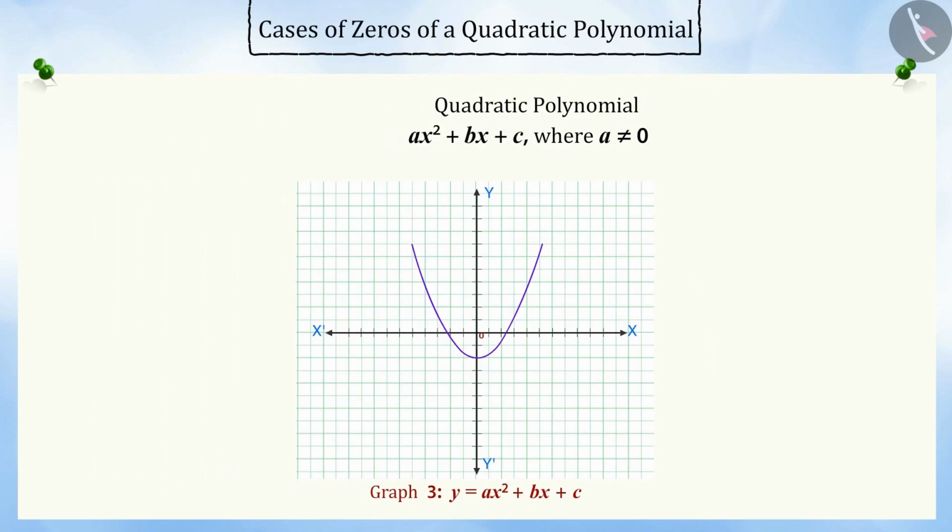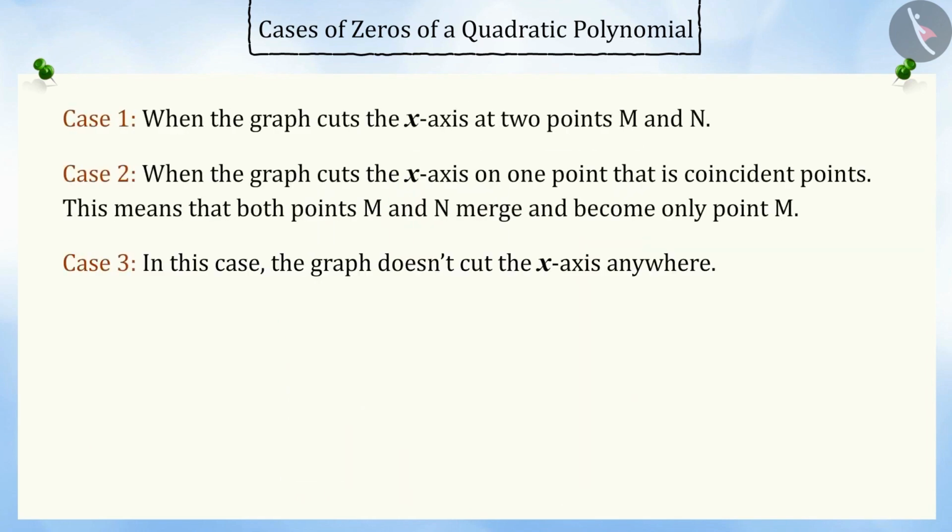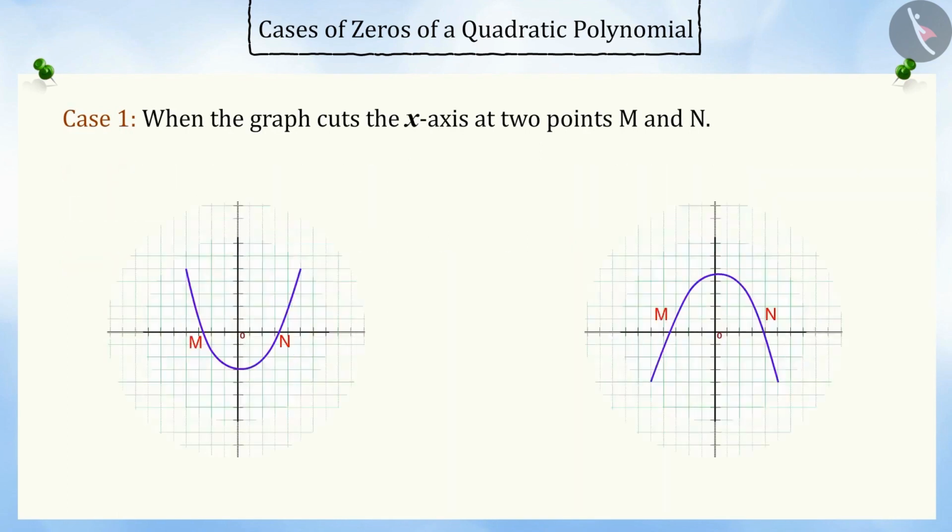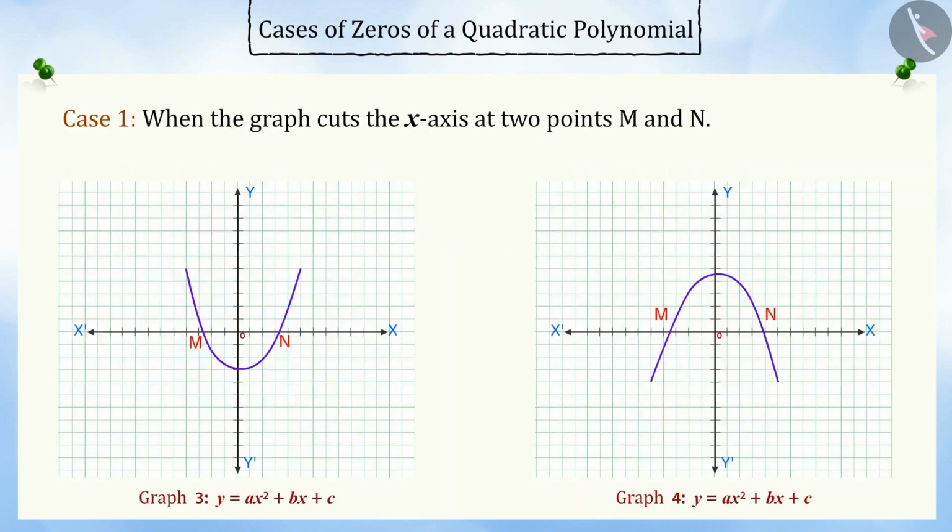Now, if we observe the graph of ax square plus bx plus c, there are three cases, which are as follows. Case 1. When the graph cuts the x-axis at 2 points m and n. In this case, the x-coordinates of points m and n are the two zeros of the quadratic equation ax square plus bx plus c.